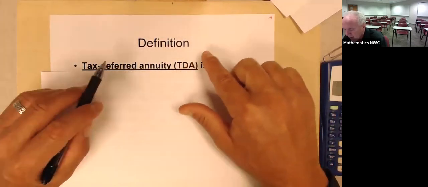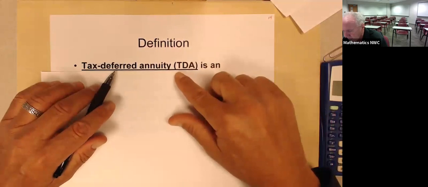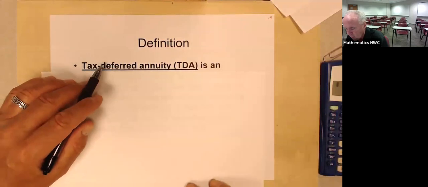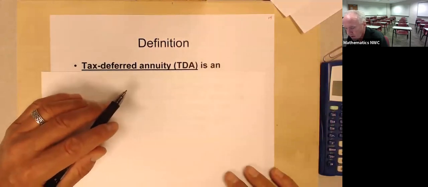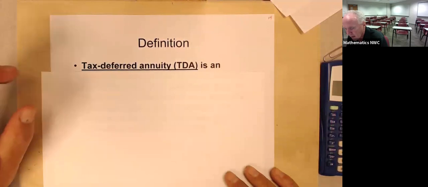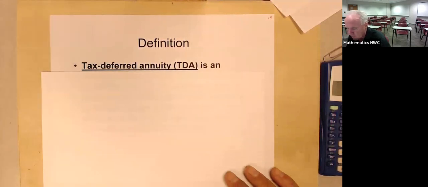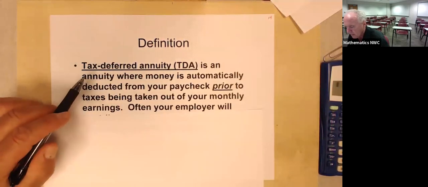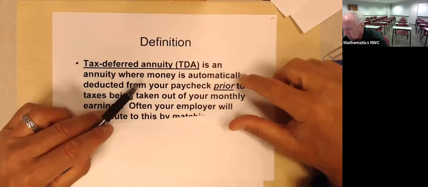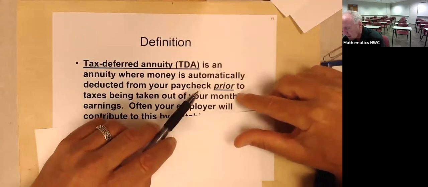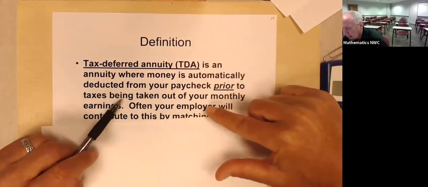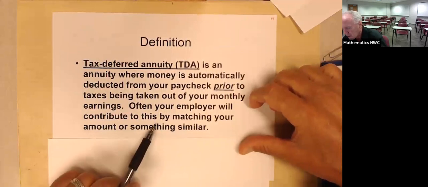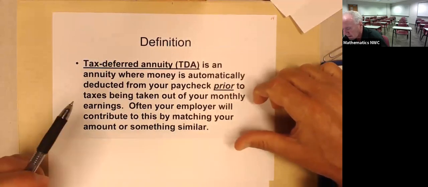What do I mean by that? That $100 that you took out, or $150 or $200, they don't tax it, okay? It comes out what we call pre-tax, before the taxes take off your paycheck. They take that $100 and put it out and don't tax that part. That's tax deferred. A tax-deferred annuity is an annuity where the money is automatically deducted from your paycheck. Here's the key: prior to taxes being taken out. Often, your employer will contribute to this by matching the amount or something similar.